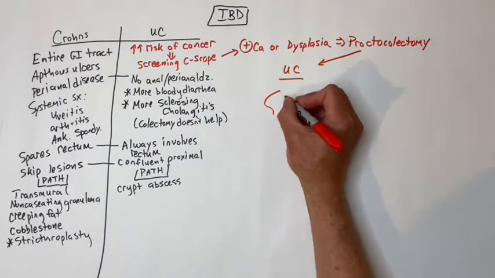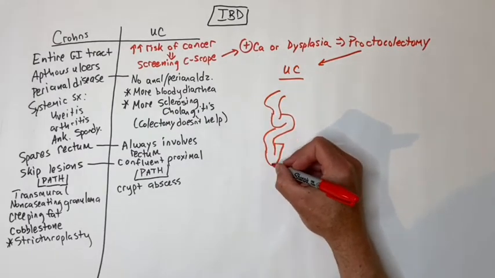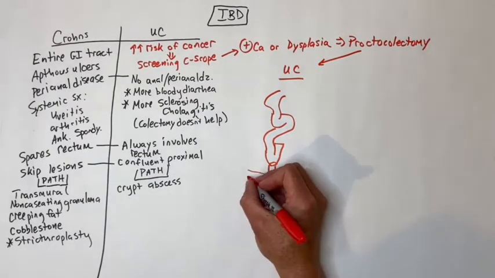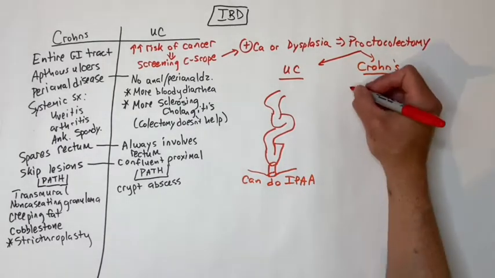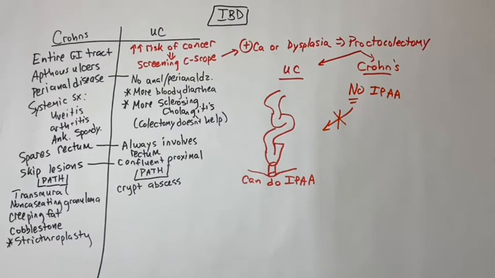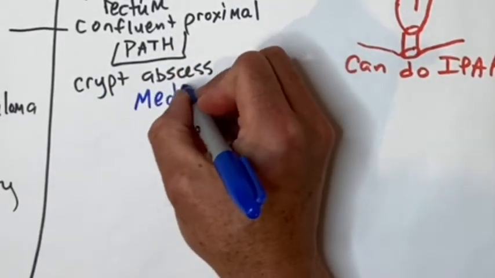With ulcerative colitis, you can do an ileal pouch anal anastomosis, or IPAA. You cannot do this with Crohn's disease, since the ileum tends to make fistulas, so you wouldn't want to use it for an anastomosis to the rectum.